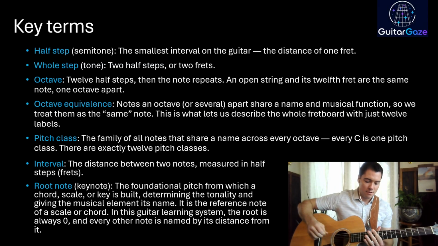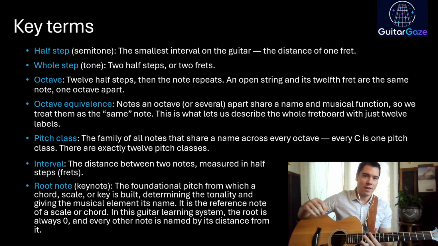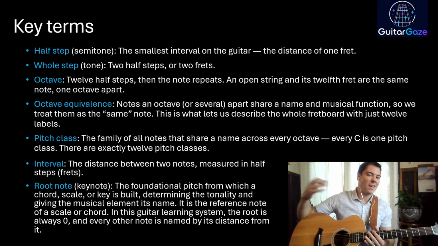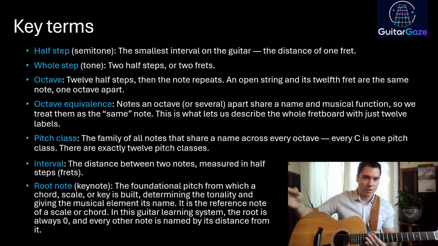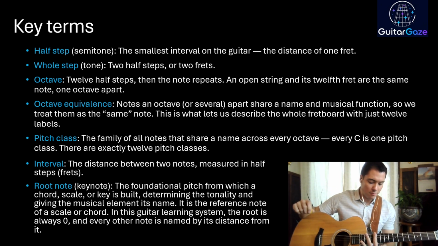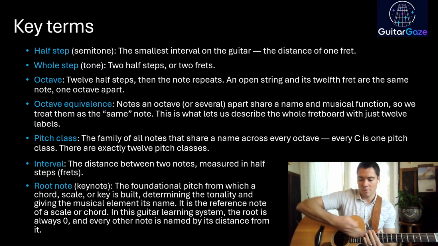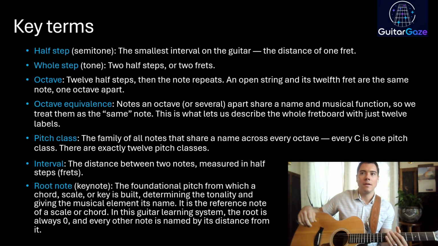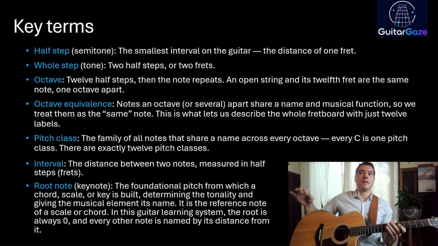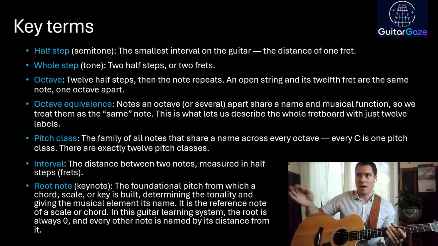So that's the 12th fret. Those are the same notes in different octaves. Every note repeats itself after 12 frets, and the entire guitar beginning at the 12th fret repeats itself. Octave equivalence is the same note in different octaves.